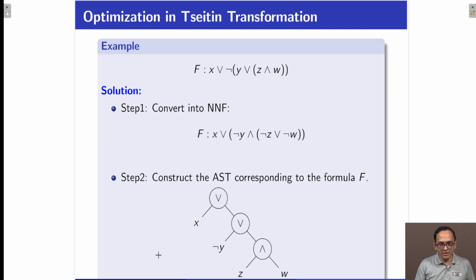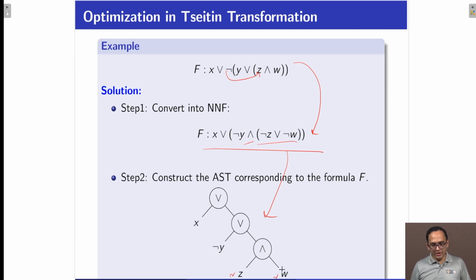Okay. Now, if I convert this into NNF, this is my NNF form. You see this, the negation now goes inside with De Morgan's law. So, this is my NNF, and the corresponding AST is this: X or of this, and then not of Y or and of this, not of Z and not of W, right. This is the AST I will get, and then I will use A1, A2 and A3, right.